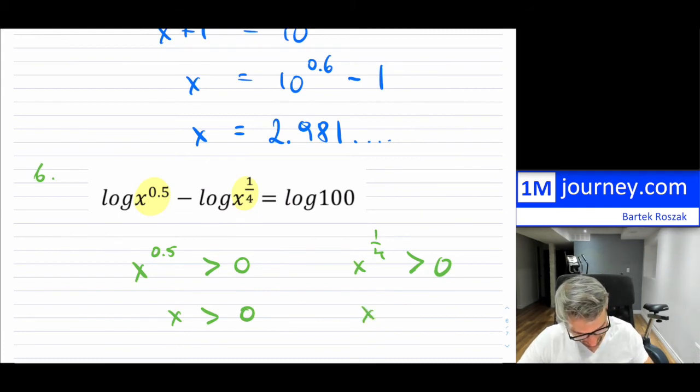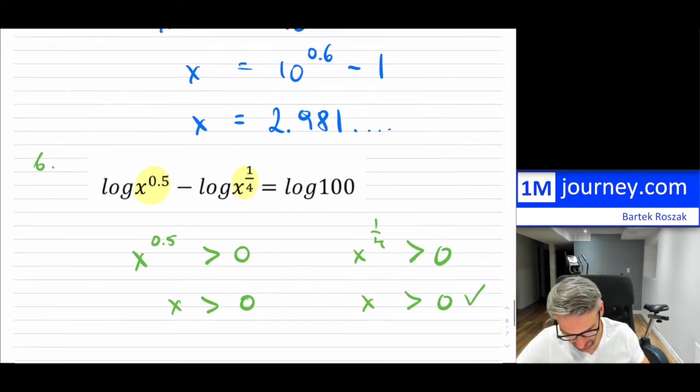And the same thing here, right? Because x to the 0.5 is the same thing as x to the 1/2, which is the square root of x. So if you square both sides there, you're going to get x is greater than 0. And on the other one, you can take it to the power of 4 on both sides, and again you're going to get x is greater than 0. So we have to have an answer which is greater than 0.